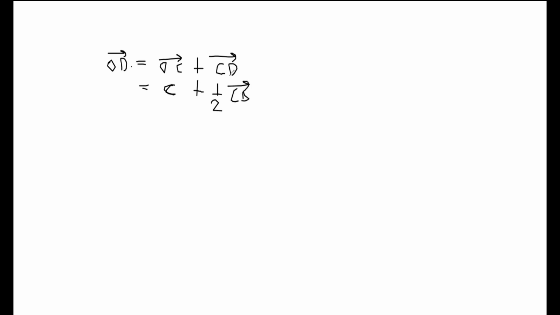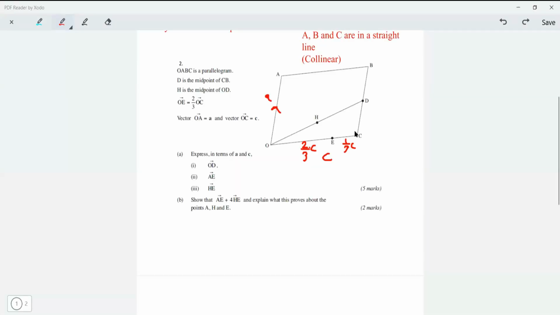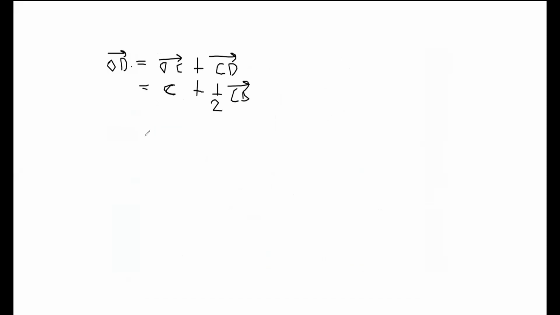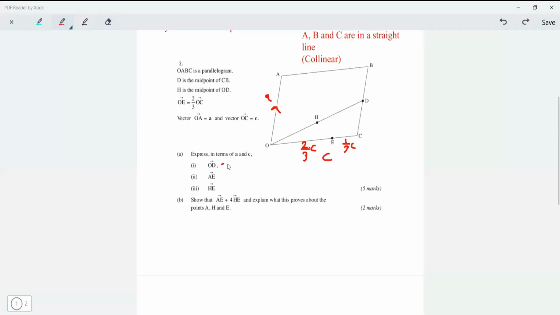But look at this now. CB, to go from C to B right here, it's a parallelogram. So CB is parallel to OA. So CB is A. So finally, what we end up telling them is that OD is equal to C plus a half of A. That is OD. So to write that here, OD is C plus a half A, 1 over 2 times A.